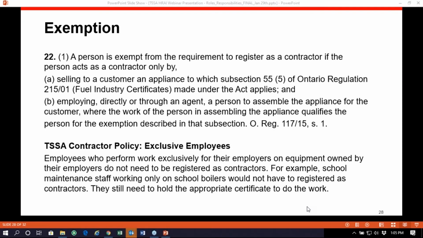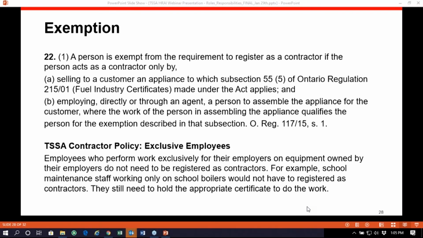This is intended for retail outlets that are offering assembly services for consumer products such as barbecues. They aren't required to be registered as a contractor, and their trained employees, through a program we've looked at, are also not required to hold a certificate, but can only work within the scope of that. If they leave the employ of that company, they are no longer qualified to do anything. So this was one of the exemptions we have out there.